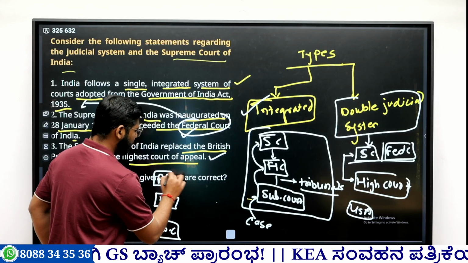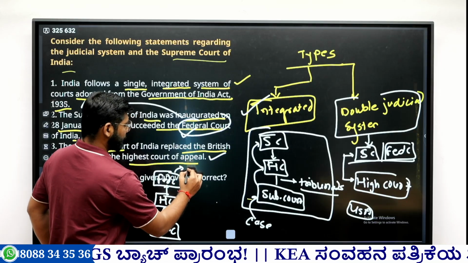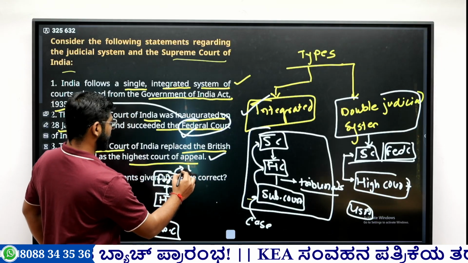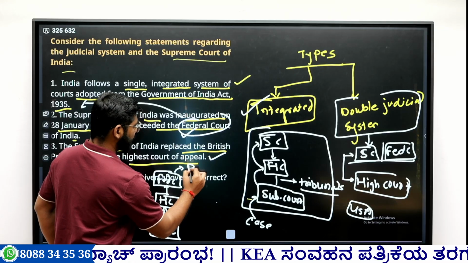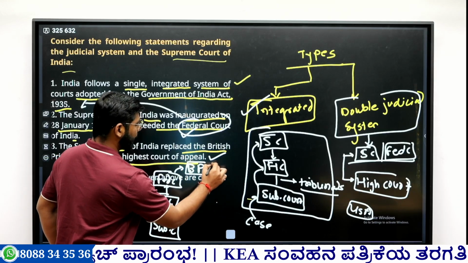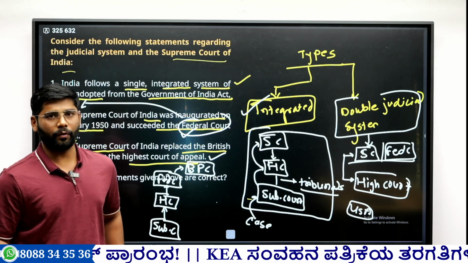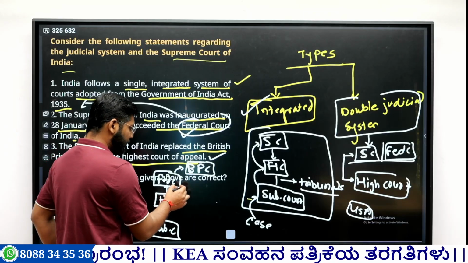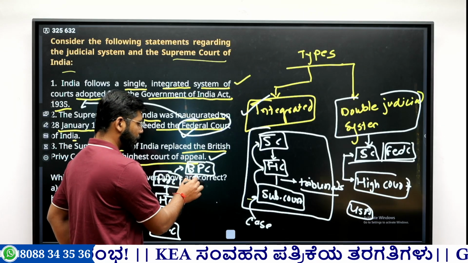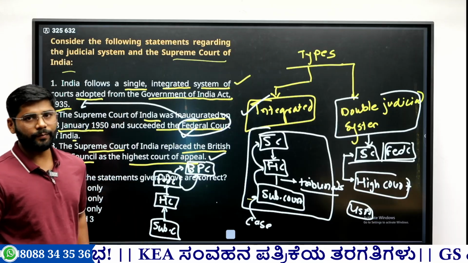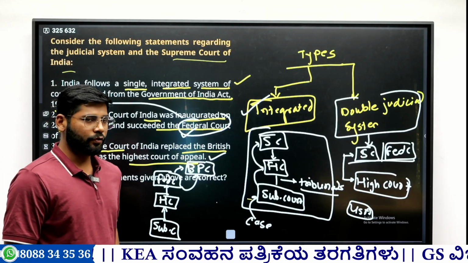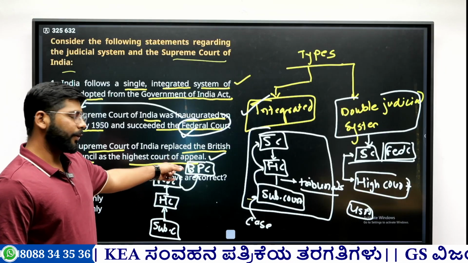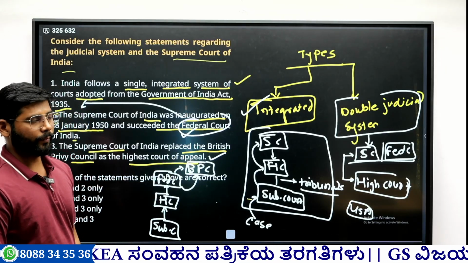Okay, and above the federal court there used to be this British Privy Council. This British Privy Council was made up of the members of the House of Lords. So against the judgment of the federal court, you had the right to go to this British Privy Council. Technically, the British Privy Council was the highest court of appeal during the colonial time.